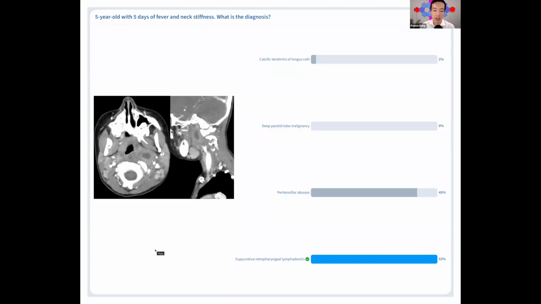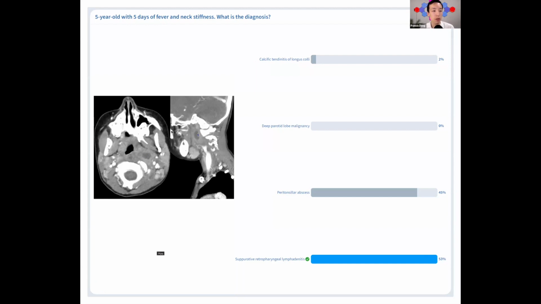The correct answer here is suppurative retropharyngeal lymphadenitis. The incorrect answer that 45% of you chose, as well as the outside radiologist in this case, was a peritonsillar abscess. The key to recognizing the correct answer here and the location of this is that on the axial image, this lesion is at the level of the nasopharynx and not at the level of the oropharynx. So we see the nasal cavity here. We see some folds that are in the shape of the nasopharynx.